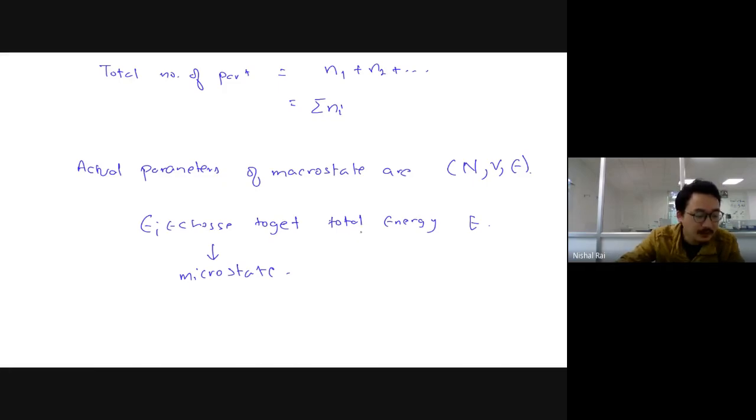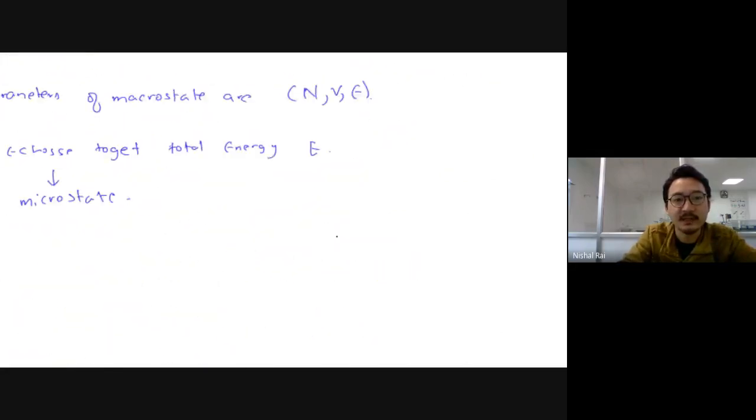Thus, a given macrostate corresponds to many microstates, and it's very natural to assume that at a given time the system is equally likely to be in any of the microstates. Now, let me elaborate on it in a slightly different manner.